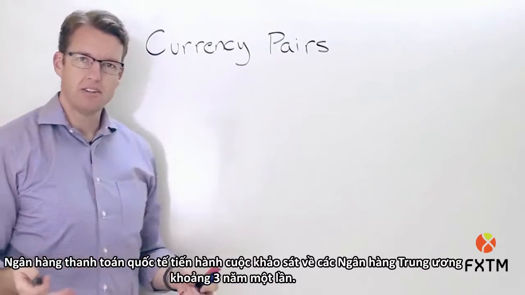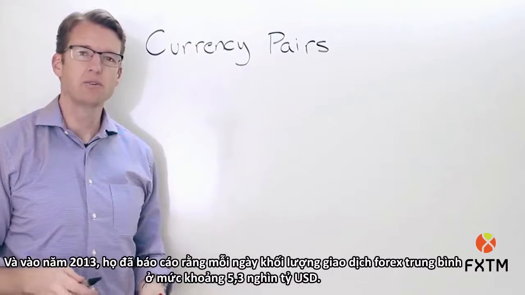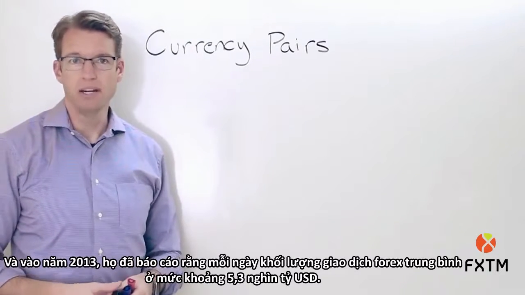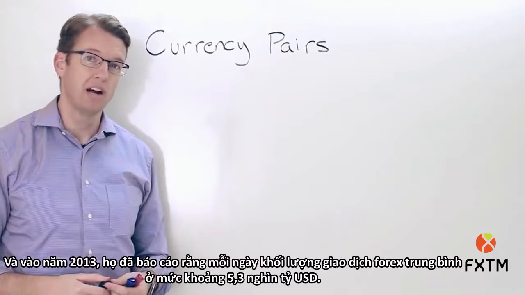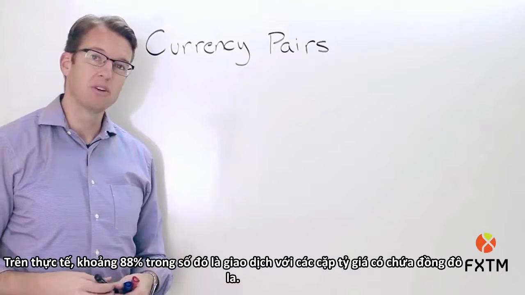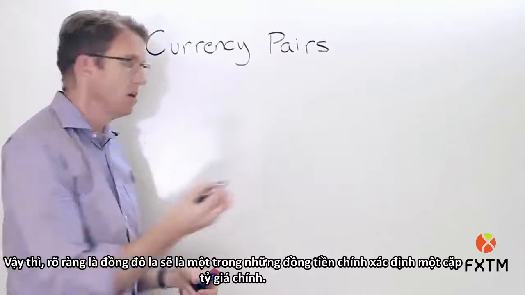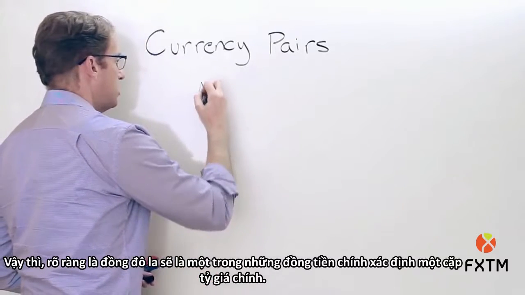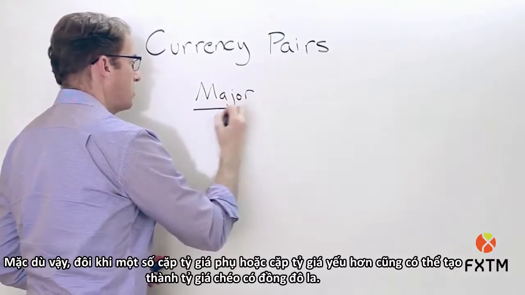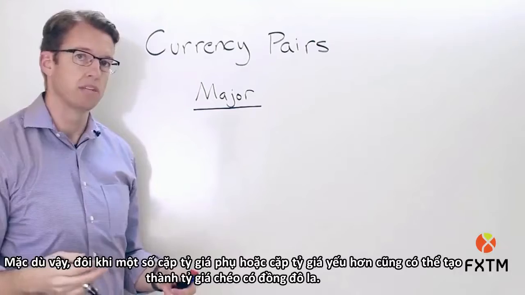The Bank for International Settlements does a survey of central banks about every 3 years. In 2013, they reported an average volume in the Forex of about $5.3 trillion per day. About 88% of that was with currency pairs that had the dollar on one side or the other. So it's obviously going to be one of the key currencies that will identify a major pair, although some of the more minor pairs or exotic pairs will also be crossed with the dollar from time to time.